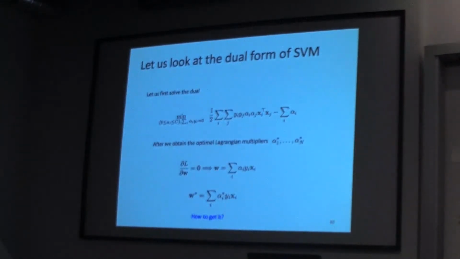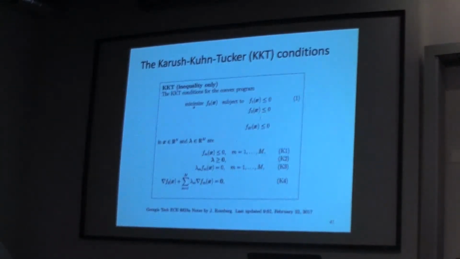To recover B, we need to leverage another fundamental result in optimization, which is called KKT conditions. So KKT conditions play a central role in optimization. If you take any optimization course, they will tell you what the KKT conditions are. Right? So what are KKT conditions?